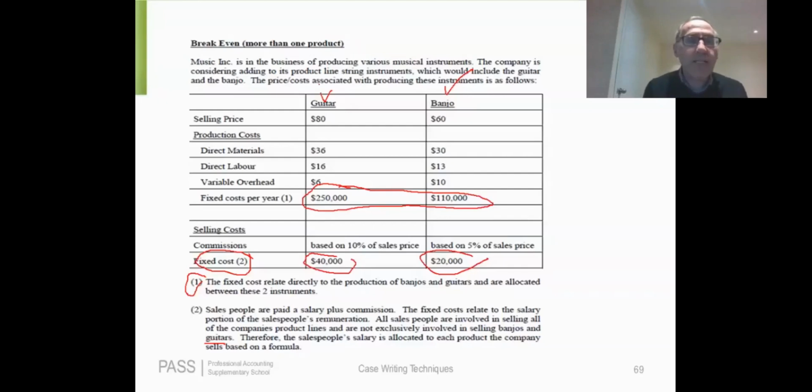Here I've given you guys the direct materials, direct labor, and variable overhead. I've also given you, as I said, fixed costs, which we talked about. And down here, we have the selling cost. As we mentioned earlier, you've got the commissions, and then the fixed cost being the salaries. Notice, guys, the commission is 10% on the guitars and 5% on the banjos.